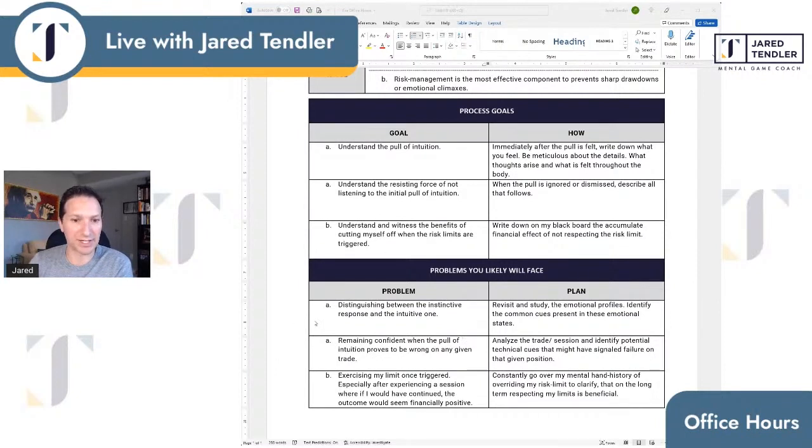And then lastly, exercising my limit once triggered, especially after experiencing a session where, had it continued, the outcome would have been financially positive, right? So how do they solve that? Constantly going over my mental hand history of overriding my risk limits to clarify that in the long term, respecting my limits is beneficial. So again, the way to solve it, I think the mental hand history really needs to get at the root of the problem, not just cover over the problem per se.